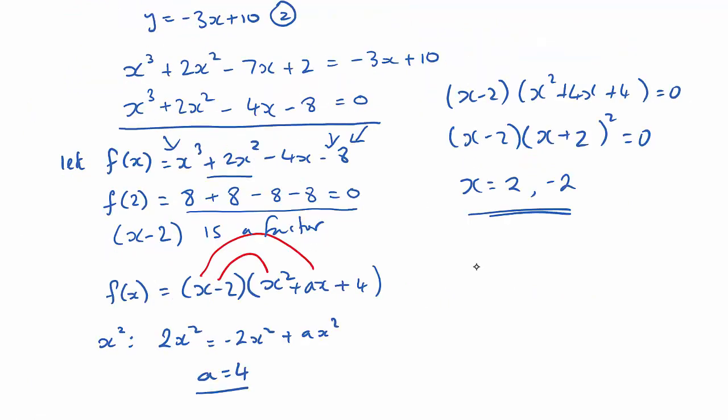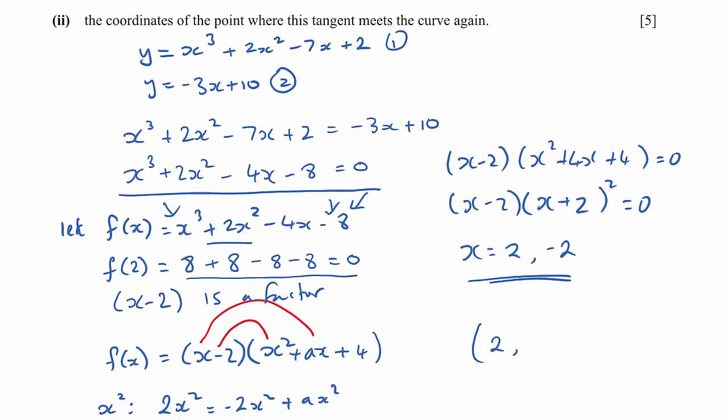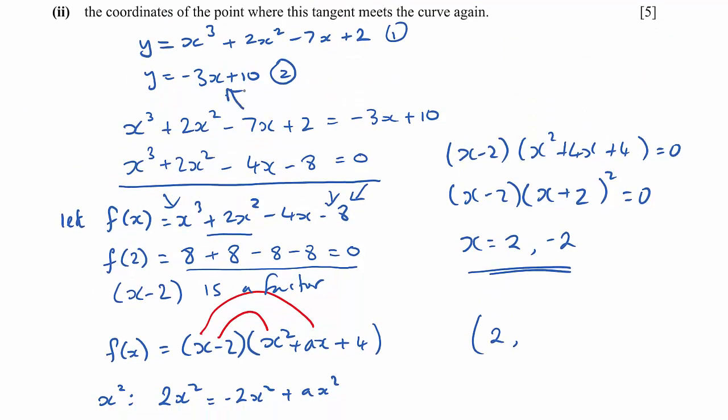So we have 2, and we could perhaps use the linear equation to find the corresponding y value. So negative 3 times 2 is negative 6, add 10 is 4. So the other point we want is 2, 4.